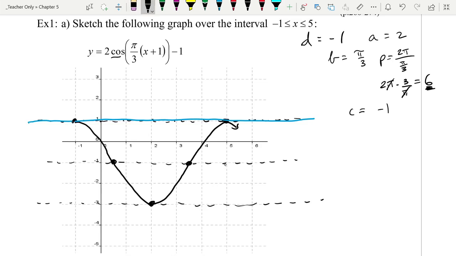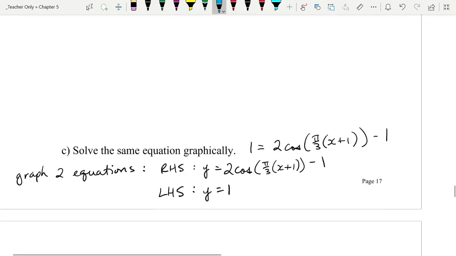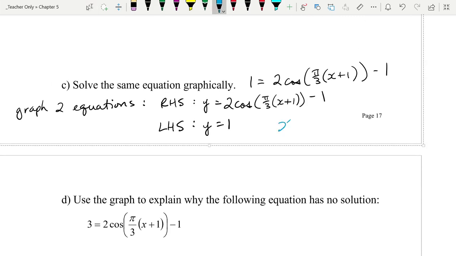Let's put a solid dot on that. And it should end right here. Let's put a solid dot on that because it does say I'm only supposed to graph from -1 to 5. So there we go. Solid. And notice that that happens to be the two places where I hit the line y equals 1. So there we go. My solutions are -1 and 5. And we've done this before.